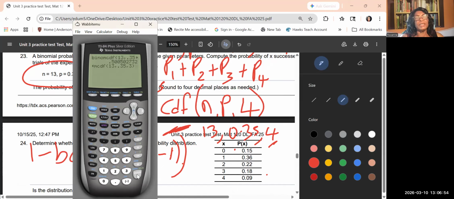Yes, I put 1 minus binomial CDF, sample size, probability of success, and random variable minus 1, which is 3. 4 minus 1, which is 3. When I hit enter, my answer is 0.7217. Therefore, the probability that I can get numbers from 4 to 13 is 0.7217.